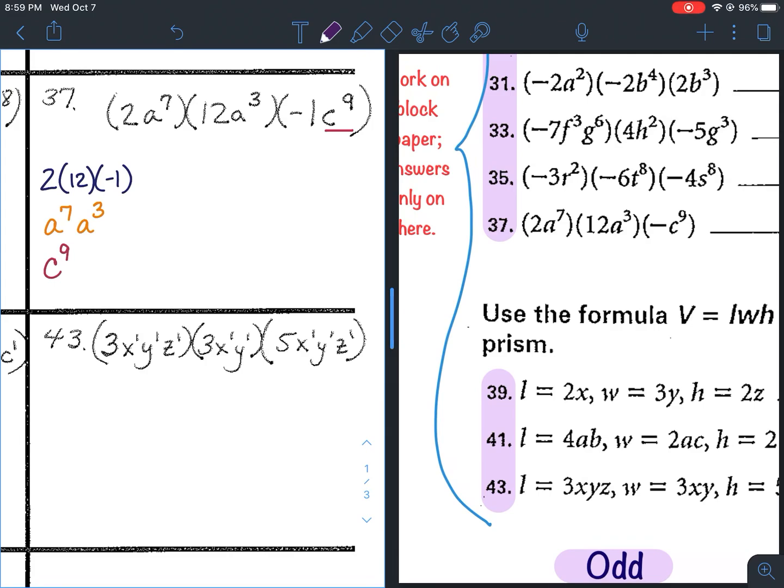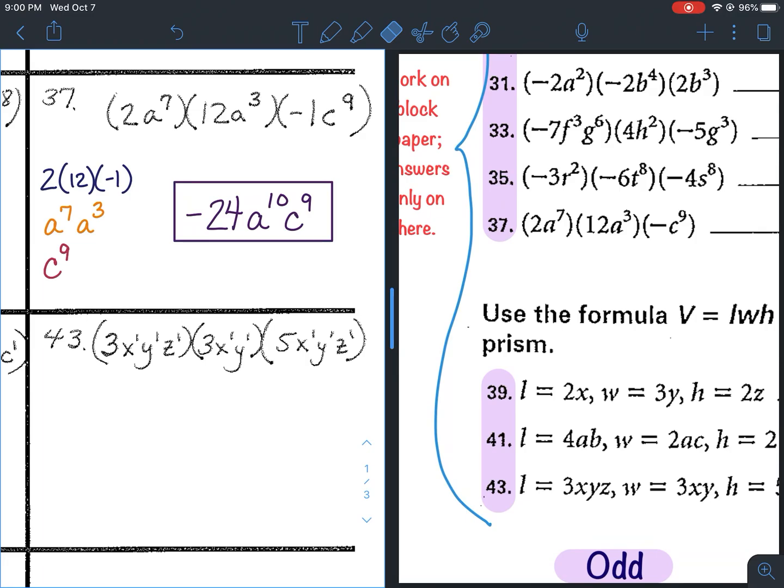I start with the coefficients, these numbers up here, and I multiply. 2 times 12 is 24, times -1 would give me -24. And then to multiply the variable terms, I add the exponents. So for a, I'm going to add 7 plus 3. 7 plus 3 is 10. Since there's nothing but c to the 9th, I just bring that over. So my answer to number 37 is -24, a to the 10th, c to the 9th.